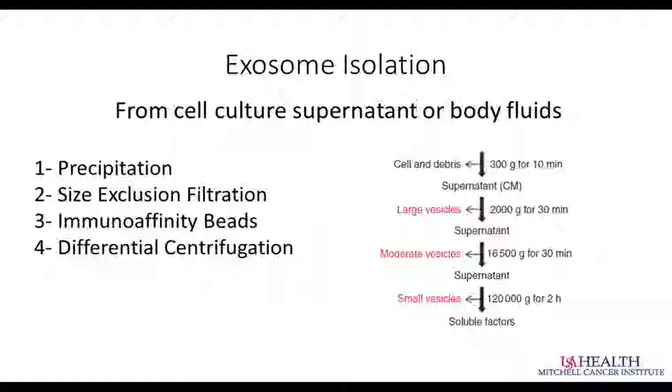So there are several ways to isolate exosomes. We'll start with precipitation. Well, let me start by saying that there are really two primary sources that you're going to use to isolate exosomes. For basic research, you can easily use culture supernatant. Cells grown in culture constantly shed exosomes. It can be a very nice clean source to look at specific markers or microRNAs of interest.